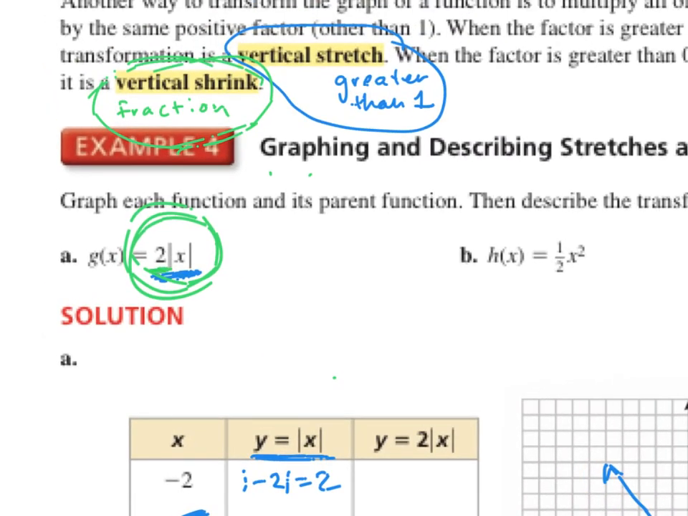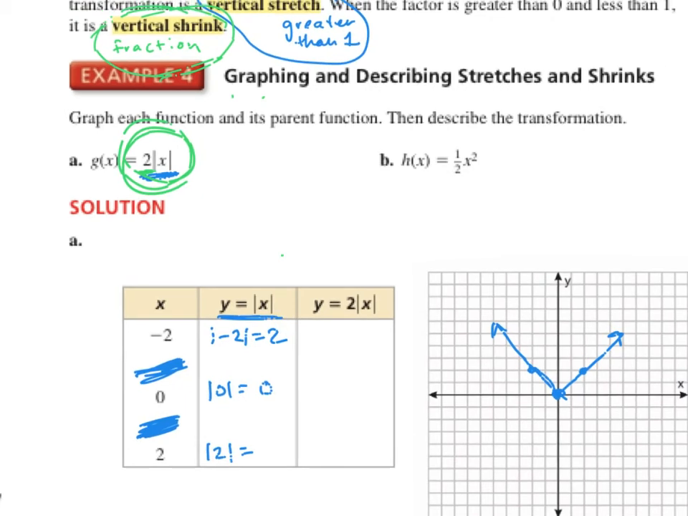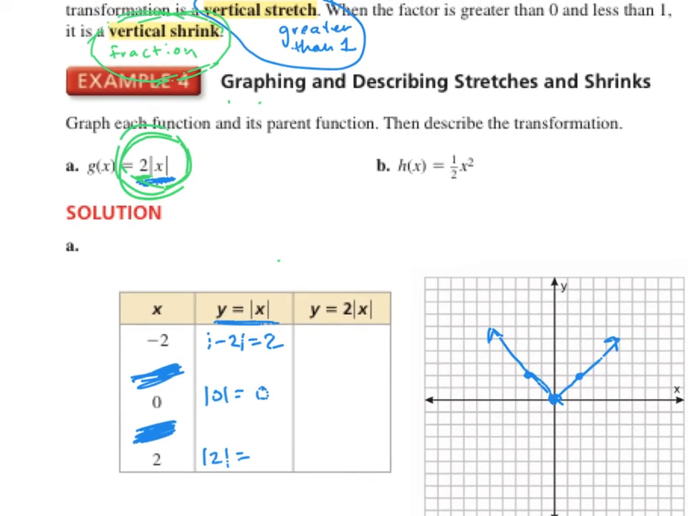So we have 2 times the absolute value of -2. What's 2 times the absolute value of -2? 4. So we're going to go to the left 2 and up 4. Next we have 2 times the absolute value of 0, which is 0. And then 2 times the absolute value of 2. 4. So we're going to go to the right 2 and up 4. So we see that this graph is being stretched this way. So it's being stretched vertically so it becomes narrower.